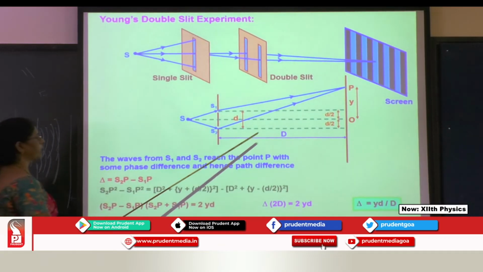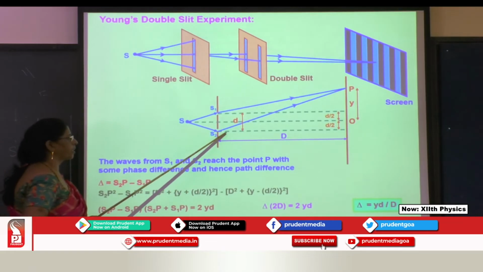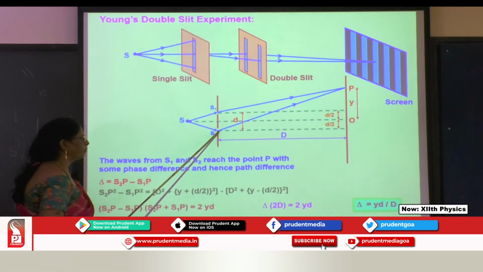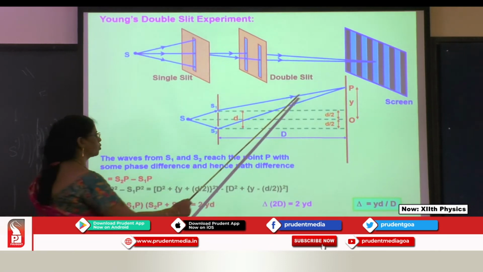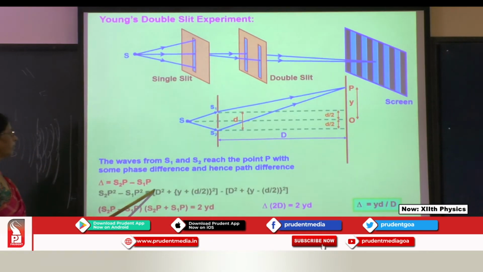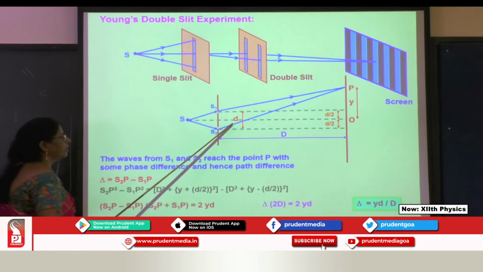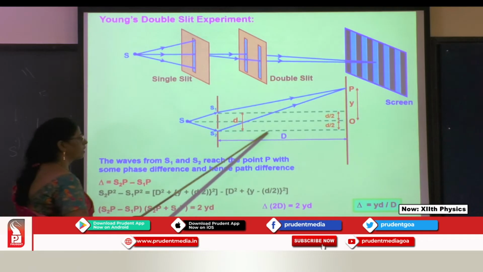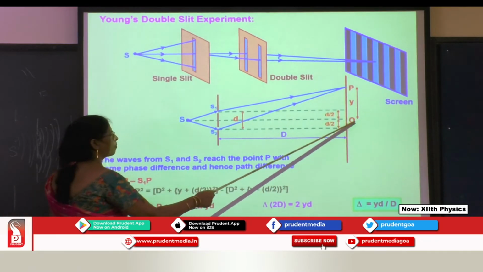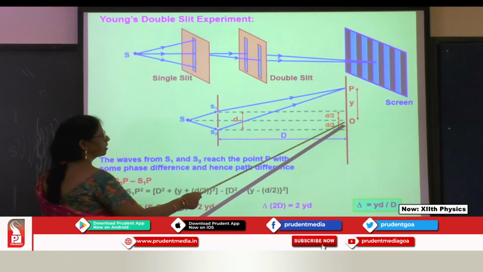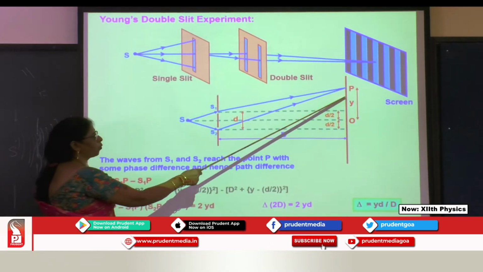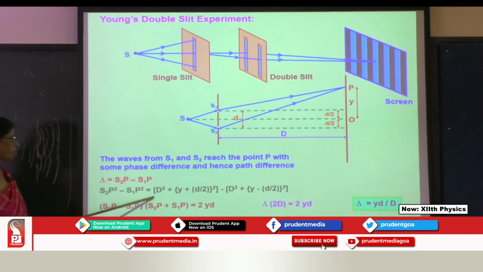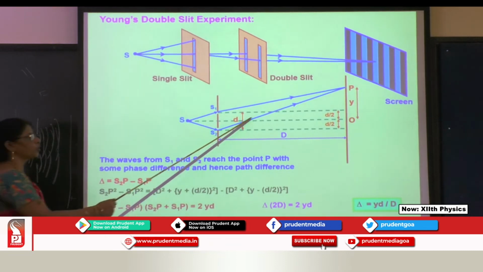So in order to find it out, let's consider the right triangle over here, S2. I'll take this point as A and consider this right triangle and find out the value of S2P square. This is a right angle triangle: hypotenuse square is equal to this square plus this square. From O to P is y and this is d upon 2. So (y + d/2) whole square plus D square. That is what we write over here, and that is S2P square.